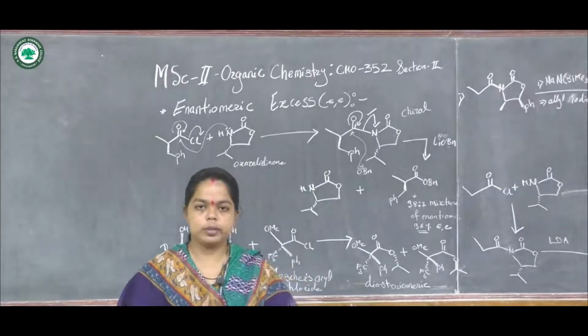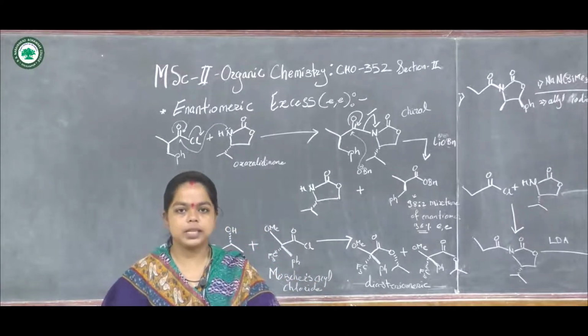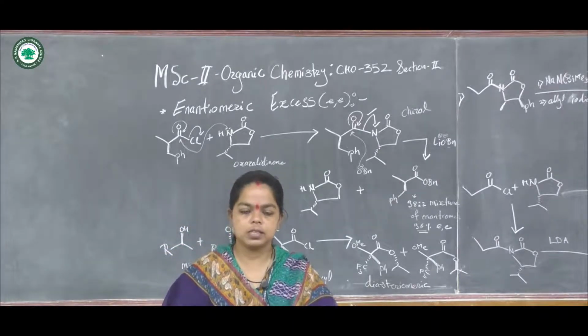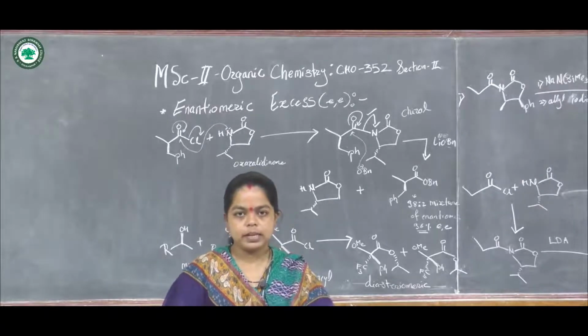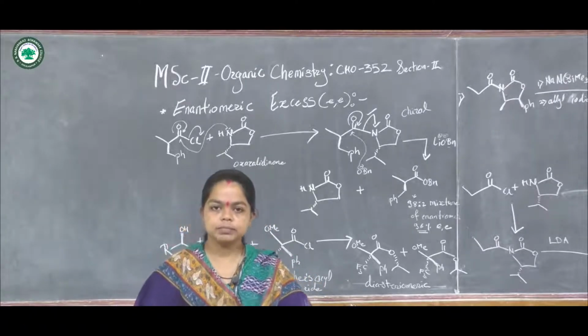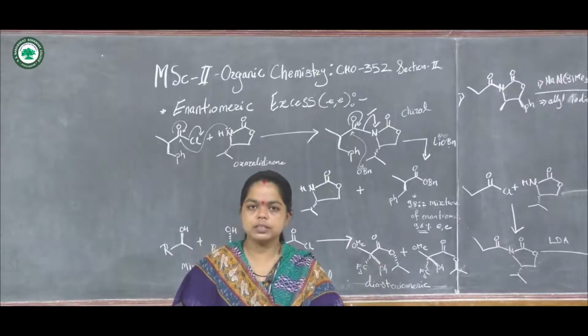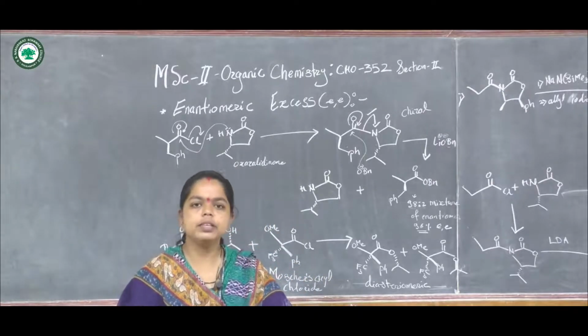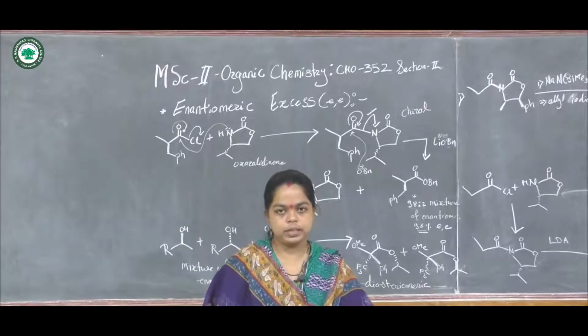So chiral chromatography is used, and in some cases salts or some derivative compounds are synthesized so that the salts form different diastereomers. So the enantiomers will get converted into diastereomers, and we know that diastereomers have different physical and chemical properties. In such a way we can separate the enantiomeric excess.